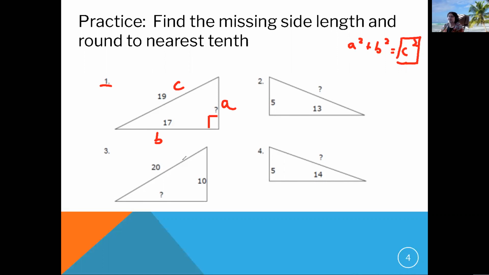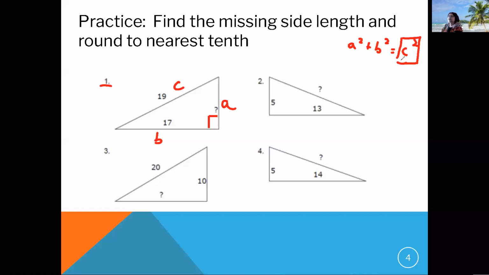Have I lost anybody yet? Nope. Okay, I gave you 2 sets of examples, right? The first one said you have both the legs, and the second one says you have a leg and a hypotenuse. Which one do you have for number 1? Do you have both legs, or a leg and a hypotenuse where you have numbers for both? We have a hypotenuse and 1 leg. That's correct. Our hypotenuse is 19 and 1 leg is 17.